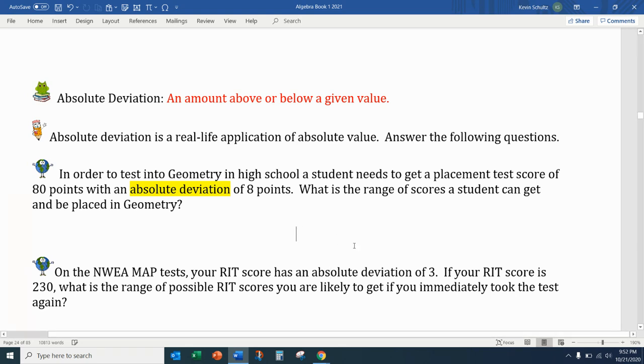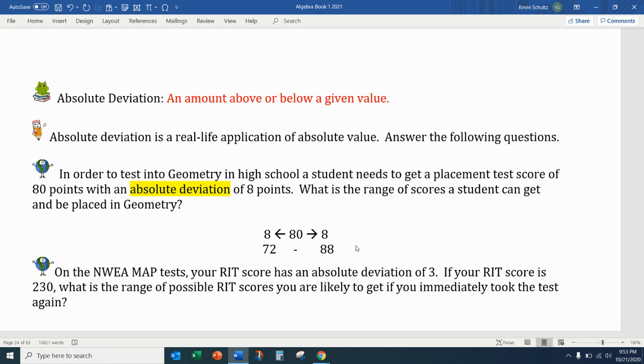So we think about this and we say, all right, well, the target score is 80, but you can get either 8 above that, or 8 below that. Which means that the scores you can get to get into geometry gives you a bit of a range here, 72 through 88, right? 8 below 80 and 8 above 80.